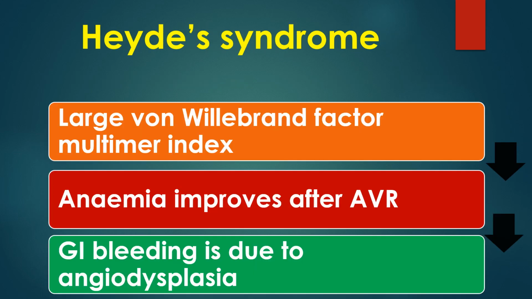Loss of large multimers can be measured as the large von Willebrand factor multimer index, and it is significant if less than 80%. Anemia due to Heyde syndrome improves after aortic valve replacement.